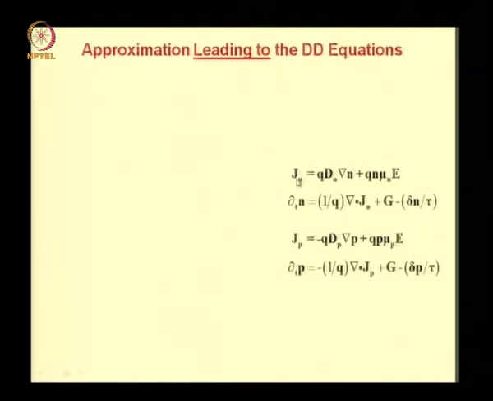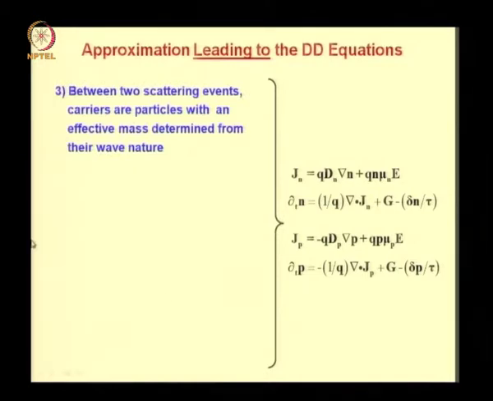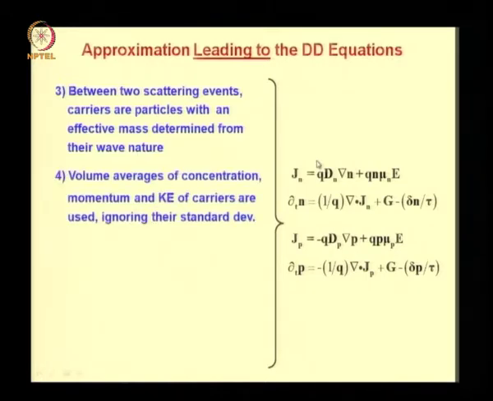Now these are the current density and continuity equations for electrons and holes. A number of approximations are associated with these, namely, between two scattering events, carriers are particles with an effective mass determined from their wave nature. Volume average of concentration, momentum and kinetic energy of carriers are used, ignoring their standard deviations.